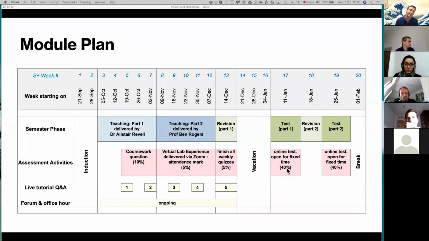So then the 80% notional examination mark will be split into two halves, 40% each time, to allow you to focus on what's going to be coming up in the content, and also to not make it too long of a test for you.